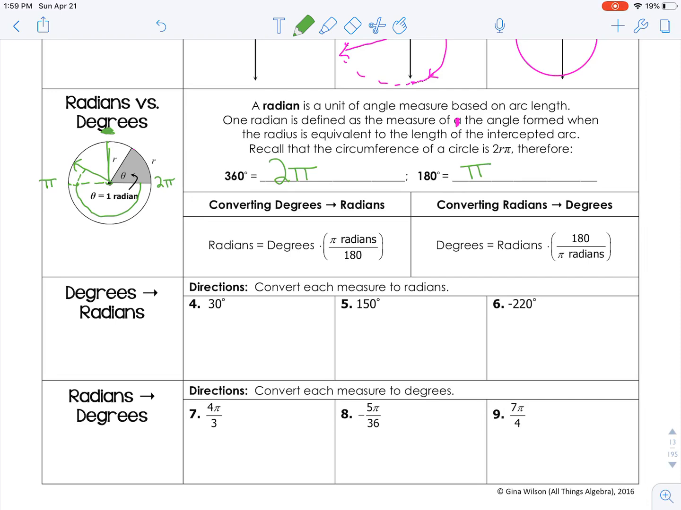Well, that'd be like 1.5 pi, right? Or 3 over 2 pi. So I'm kind of somewhere in between 3 over 2 pi and pi. Or in decimals, I'm somewhere in between 1 and 1.5 radians.